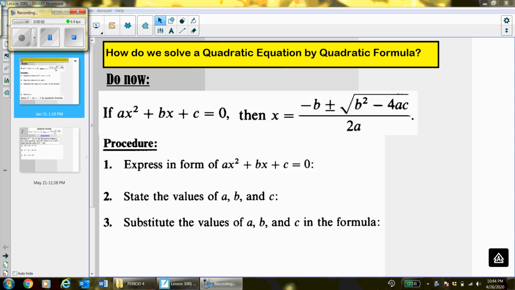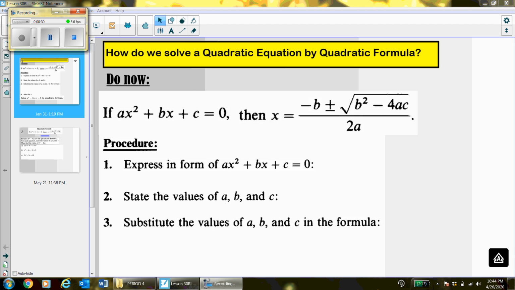Good morning, class. Today's lesson is lesson 30: how do we solve quadratic equations by using the quadratic formula. We have a do now that I'm going to run through with you. You should notice the quadratic formula, which you've seen before: x equals negative b plus or minus the square root of b squared minus 4ac, all divided by 2a.